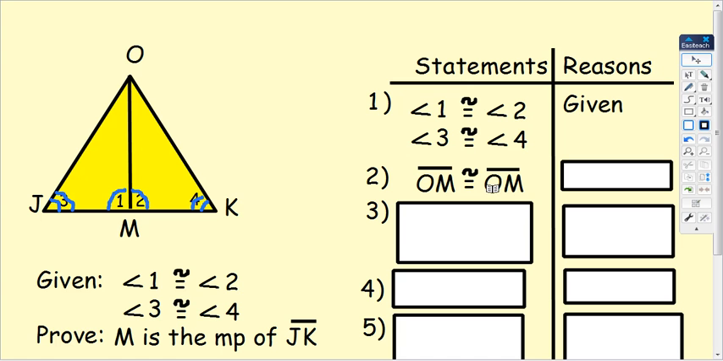The next thing that I'm going to state is that OM has to be congruent with OM. Why is that? It's because it's the same line. And you could say that's because of reflection, but I mean it's the same line, so we know that's got to be true. Now because of that, I'm going to put another little symbol here just to show that those are congruent with itself.